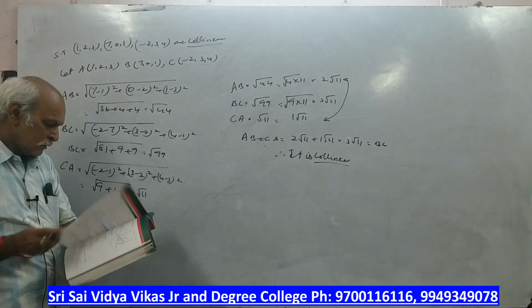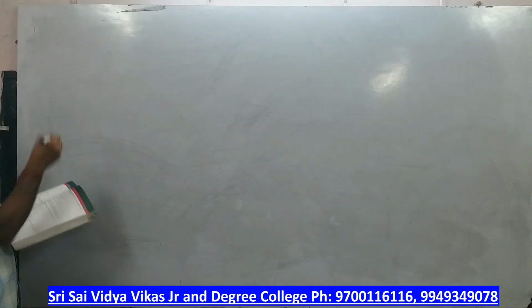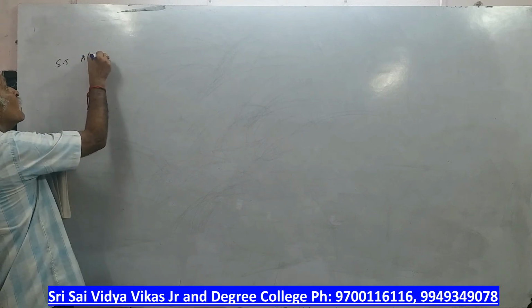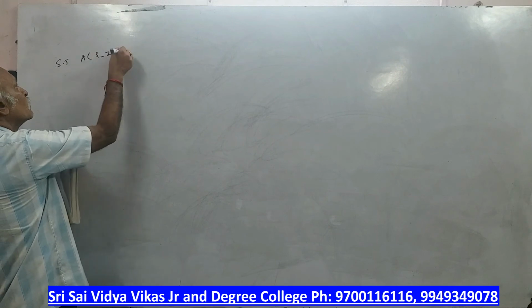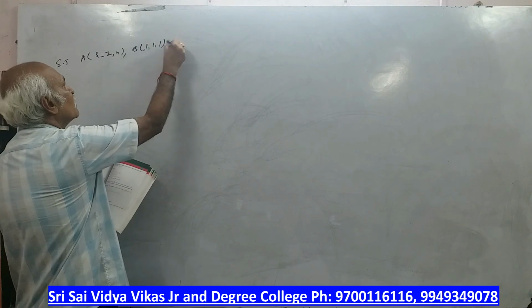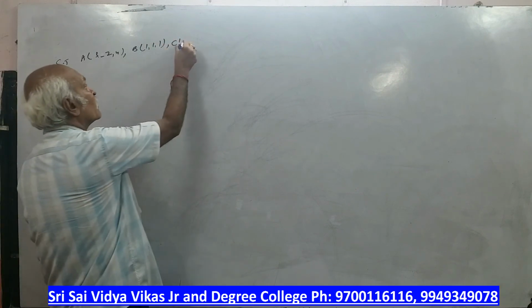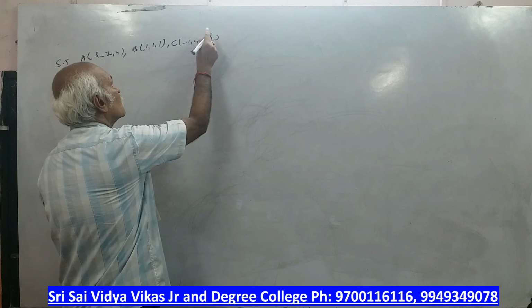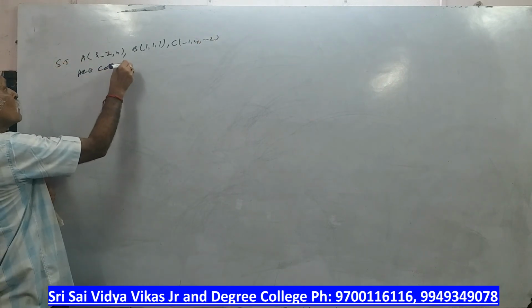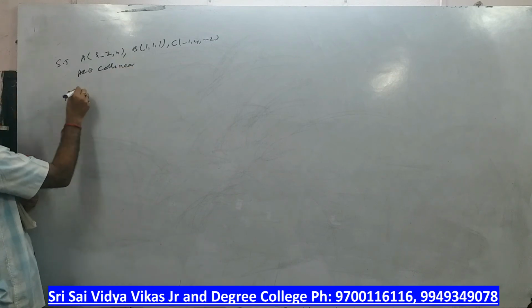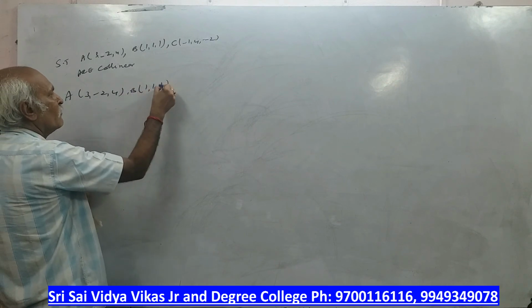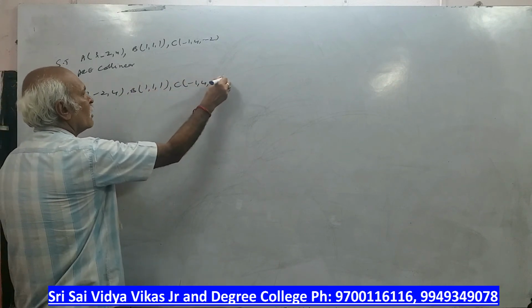Okay. Please note this. Again, show that the points A (3, minus 2, 4), B (1, 1, 1), C (minus 1, 4, minus 2) are collinear. So A is (3, minus 2, 4), B is (1, 1, 1), C is (minus 1, 4, minus 2).